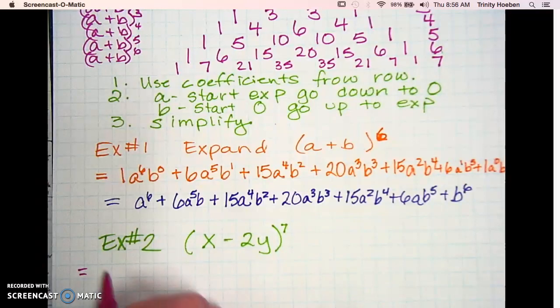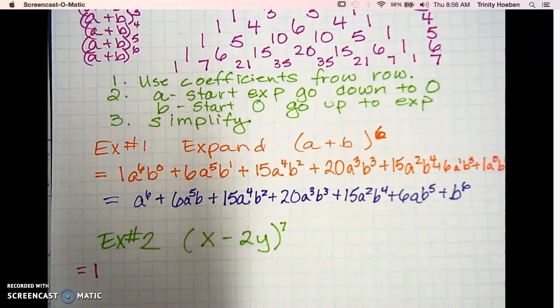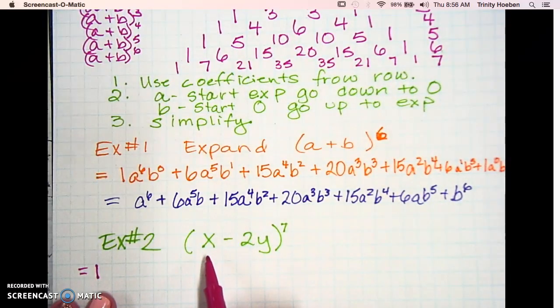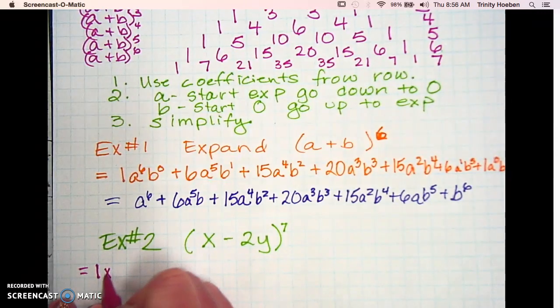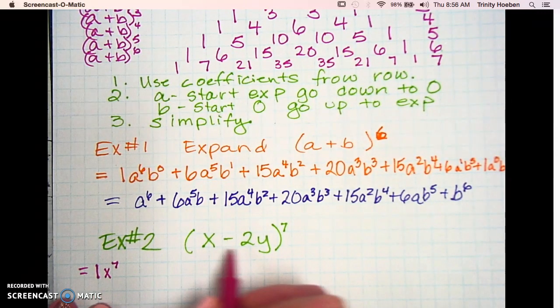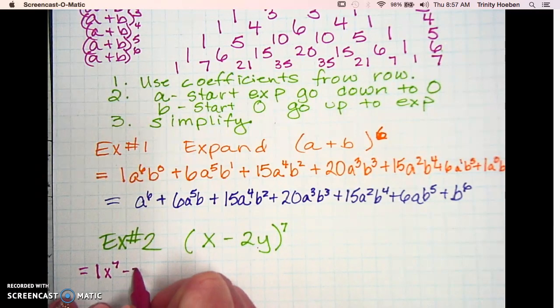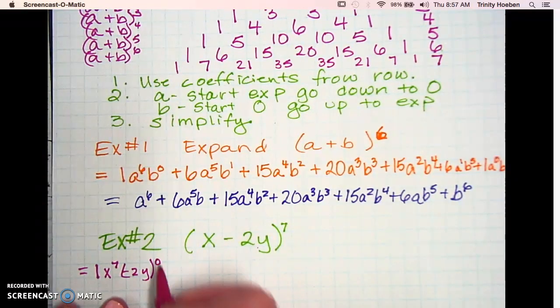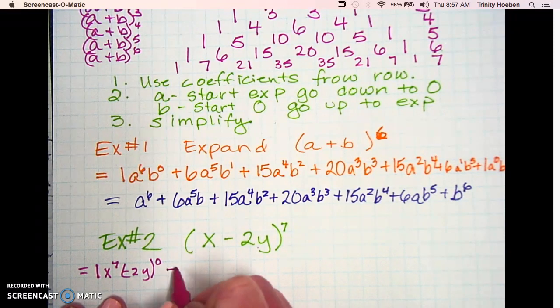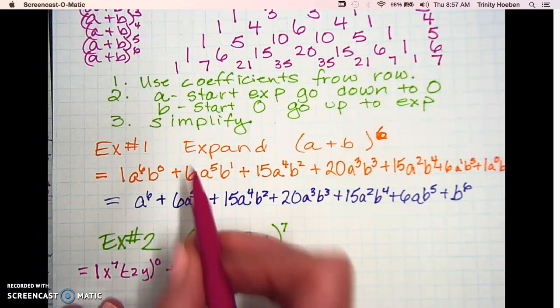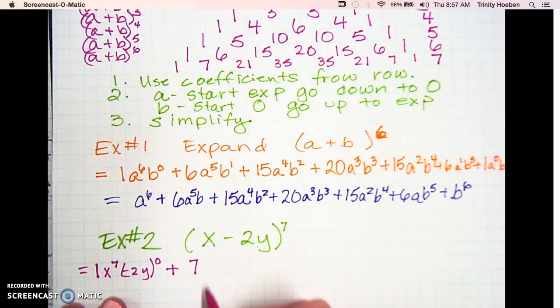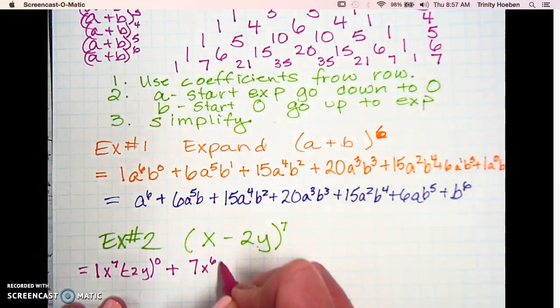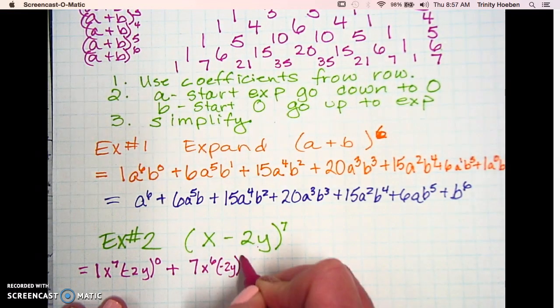All right, so our first term is going to have a coefficient of 1. And our x is going to start with the 7th power. And then our b term, our negative 2y, is going to go to the 0 power. And then we're going to work our way up. Okay, we'll simplify that on our next pass. The next coefficient is 7. So we're going to take x to the 6th, and we're going to take our negative 2y to the 1st power.